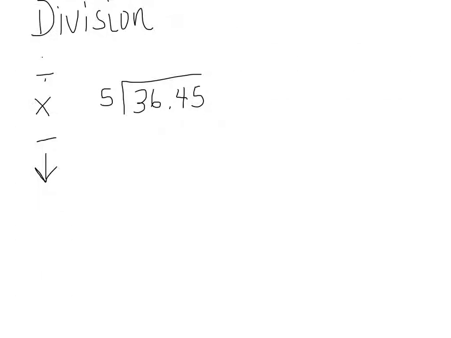So first we are going to go ahead and do the division step. How many times does 5 go into 3? Well, 5 goes into 3 0 times. 5 times 0 is 0. We do the subtract. 3 minus 0 is 3. And we bring down the next number, which is a 6.